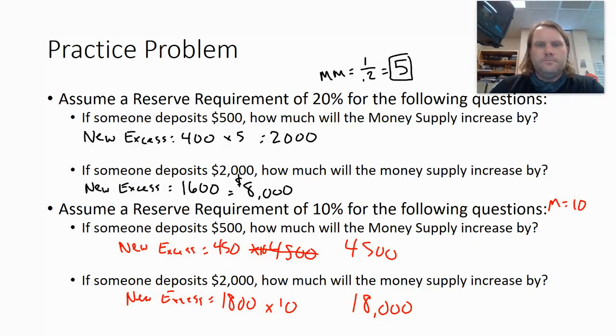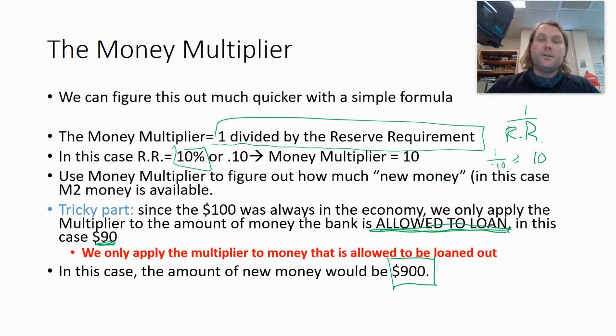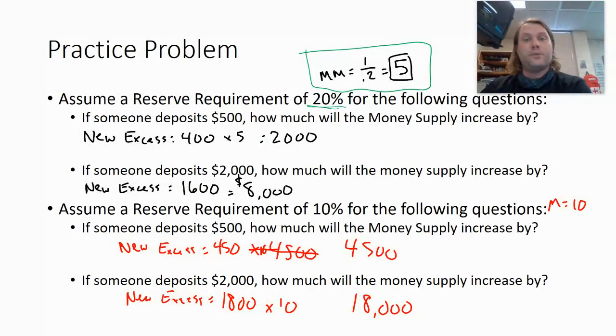Okay, so we've got a few practice problems for you here. I already have them written out for you, so we're going to walk through them. Assume a reserve requirement of 20%. So we've got a new money multiplier here. If someone deposits $500, how much will the money supply increase by? You've got to remember to apply that to the amount of money that's deposited. Back here, we applied that 10% to the $100. Now our reserve requirement is 20%, so we apply that to the $500. So now we only have $400. Our money multiplier is 5. Our answer here is 2,000.